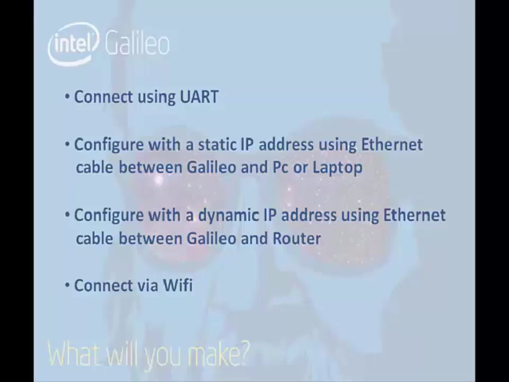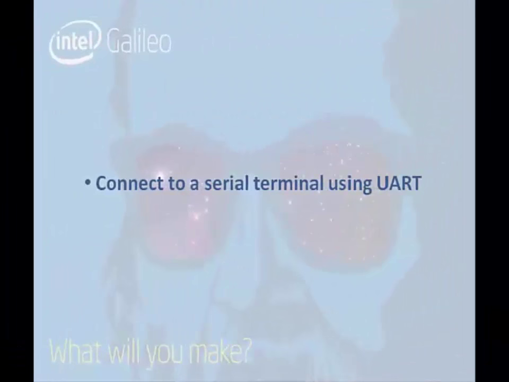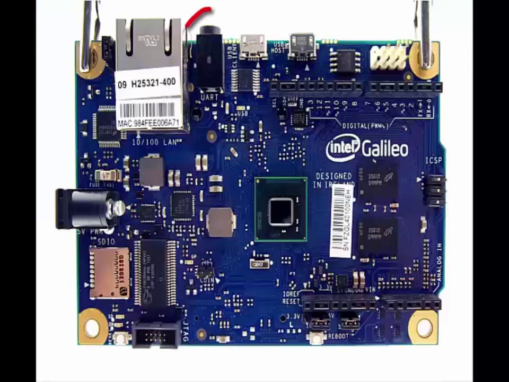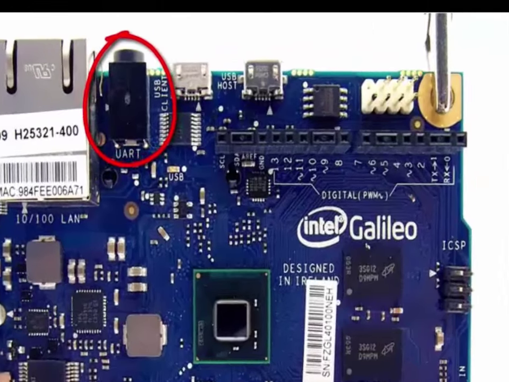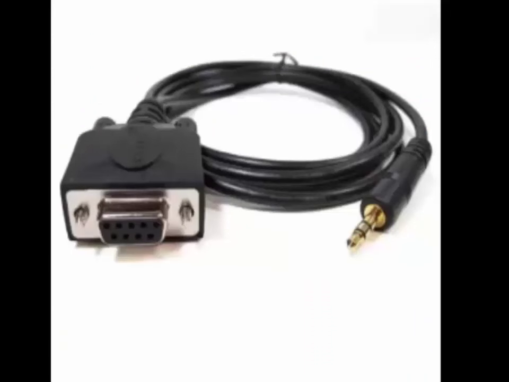Let us start with the first method, which is connecting to a serial terminal via UART. UART is Universal Asynchronous Receiver Transmitter. Galileo Gen 1 has 2 UARTs. One of the UARTs is shared with a 3.5 mm jack RS-232 console. The second UART is available on digital ports 1 and 2 on Arduino headers. Since Galileo provides a RS-232 over 3.5 mm jack, we can use a 3.5 mm to RS-232 converter cable as shown in this image. I shall call this cable 1 for future references.